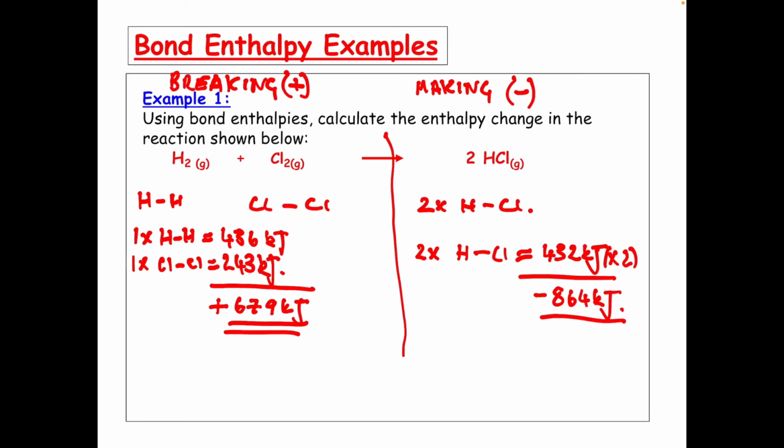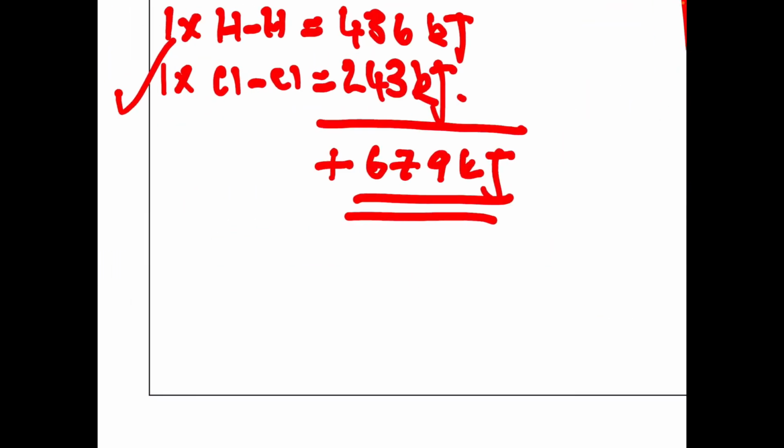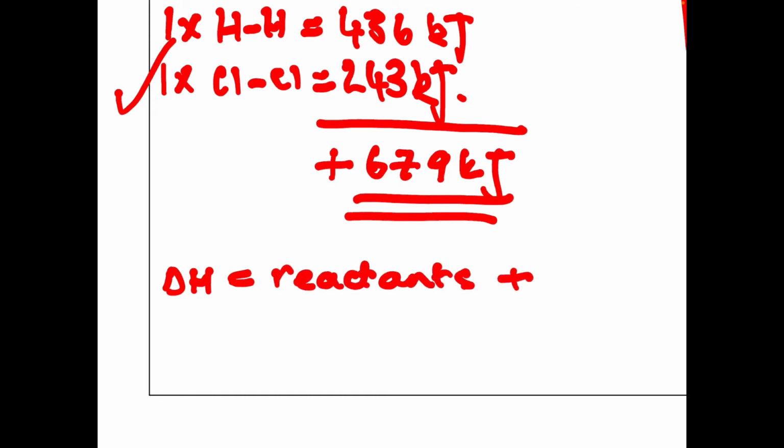So we have now got our chemical structure there to see which bonds are in which. We've worked out the total energy involved in all the bonds on each side. The last thing we need to do is work out the enthalpy change, and this is how we do it. Enthalpy change, delta H, is equal to the energy of the reactants plus the energy of the products.